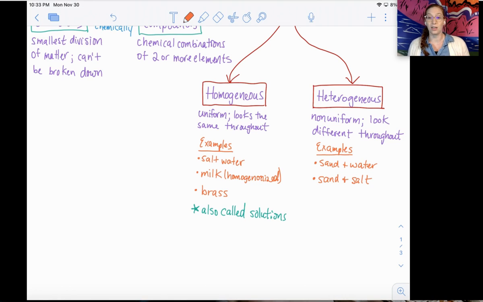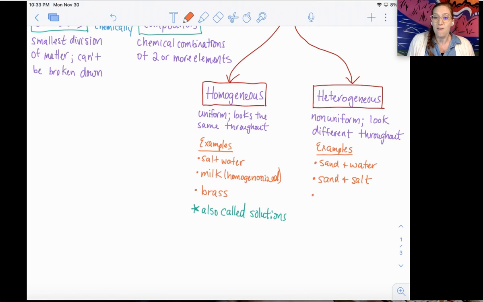Both of those are going to be solids. You mix them together, you're going to have different types of particles mixed throughout. If I took a scoop of the salt sand mixture with my right hand and a scoop with my left hand, there's going to be different numbers of sand particles and salt particles in each hand. It's going to be different throughout.